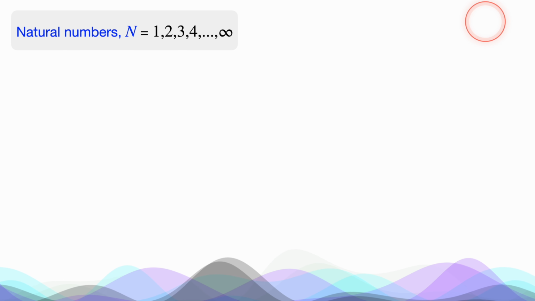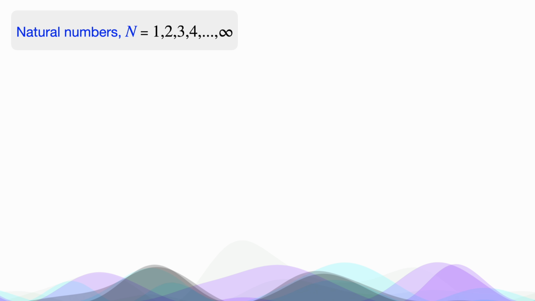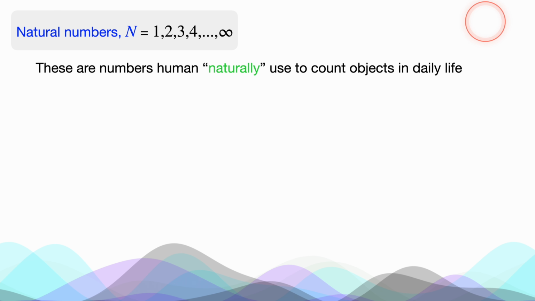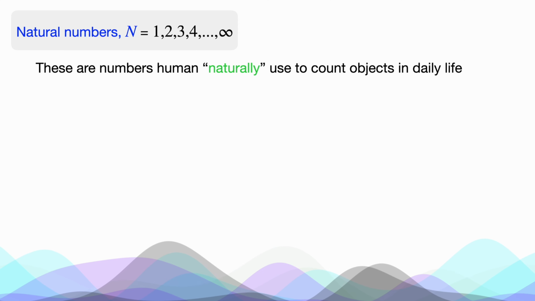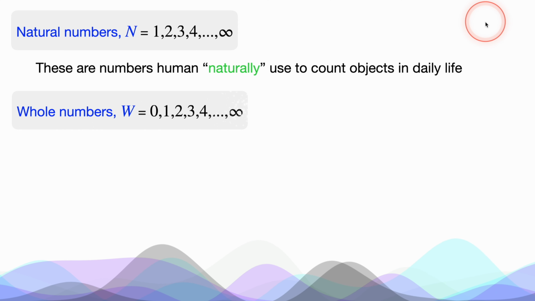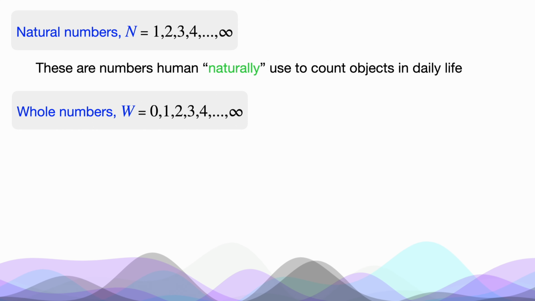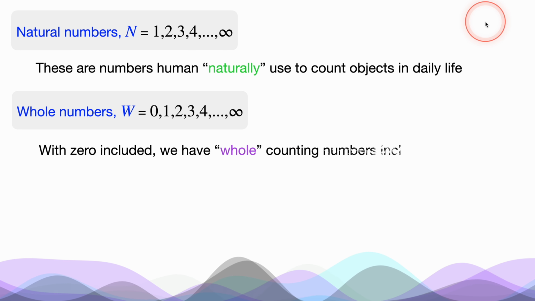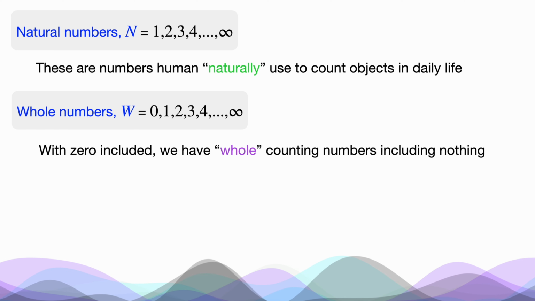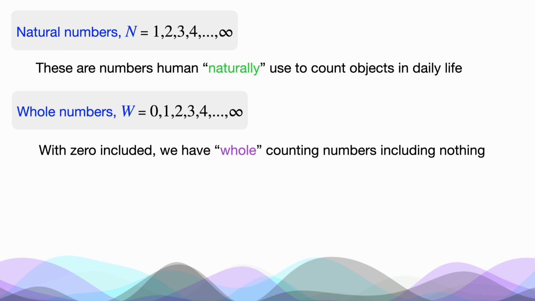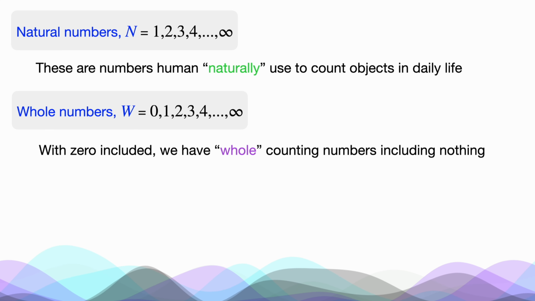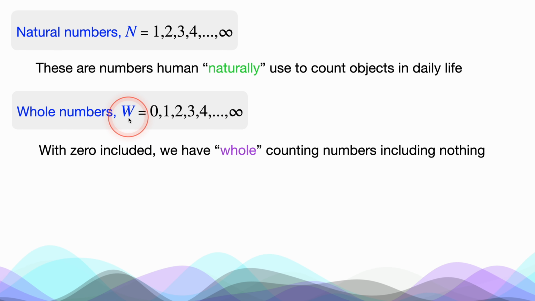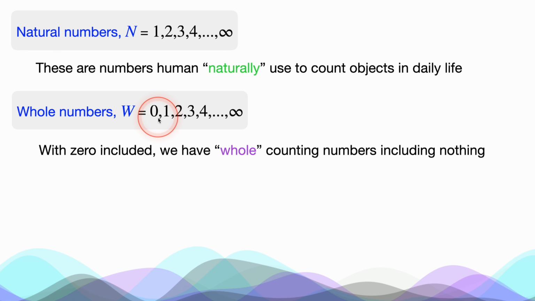We have natural numbers. It goes from 1, 2, 3, 4 all the way up till infinity. These are basically numbers that humans have naturally used to count objects in daily life, but there was no number to represent nothingness. Then we introduced 0. So with 0 included, we have whole counting numbers including nothing. So whole numbers are represented by W. We have numbers going from 0, 1, 2, 3 all the way up till positive infinity.